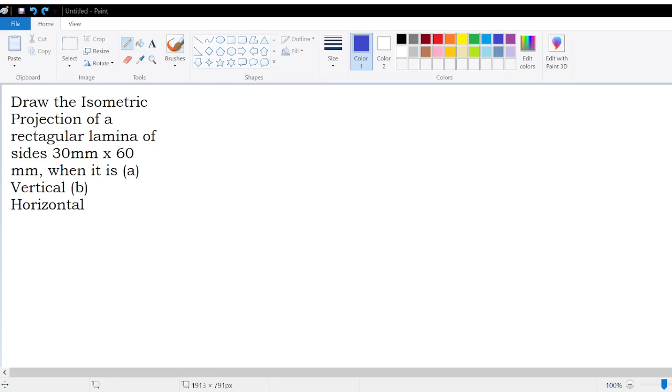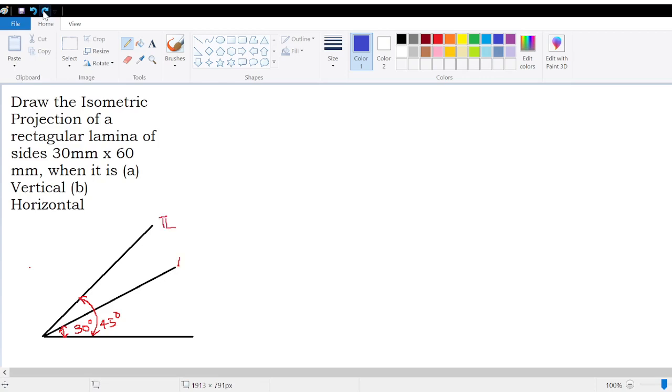So first of all, you have to construct the iso scale. Why? Because you are asked to draw the isometric projection. So the method of constructing the iso scale is, first draw a horizontal line, then draw a line inclined at 30 degrees, another line inclined at 45 degrees. So first line is inclined at 30 degrees, the other is inclined at 45 degrees.